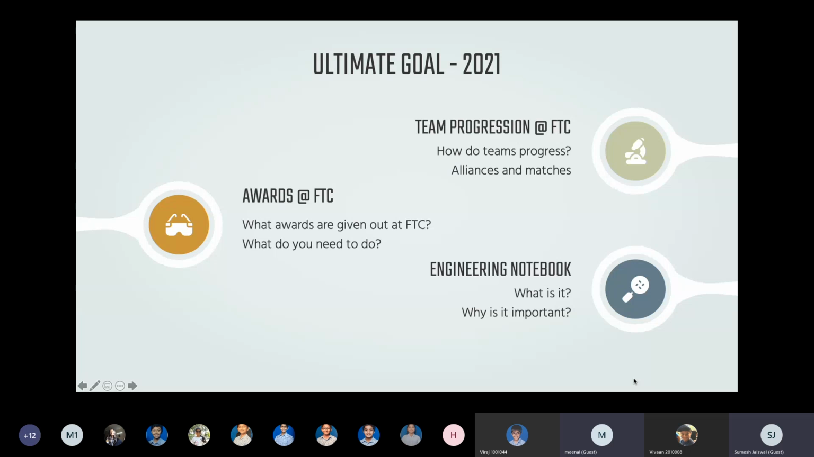Okay, so today we'll be looking at how teams progress in FTC. So how do the matches happen, and what is the criteria that is used for teams to progress, and how can a team prepare?